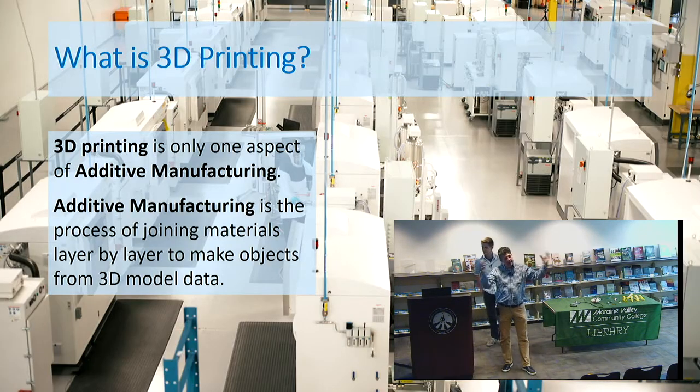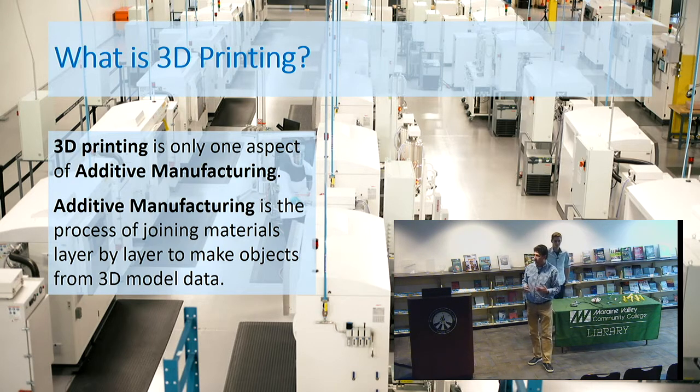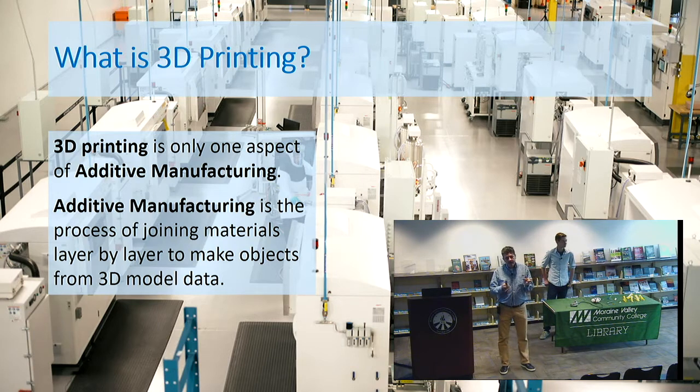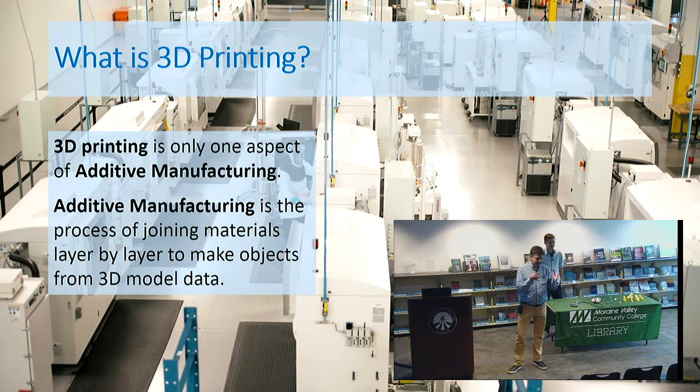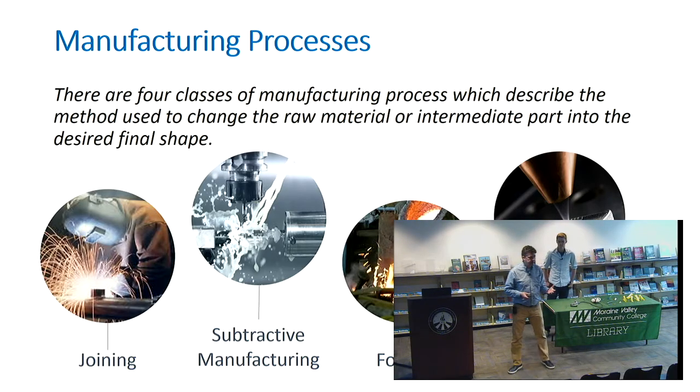So first I want to paint a bigger picture to let you understand where 3D printing and additive manufacturing comes from. So really, the term right now is additive manufacturing. 3D printing is only one aspect of additive manufacturing, the actual printing part of it. This is a full-fledged manufacturing process.